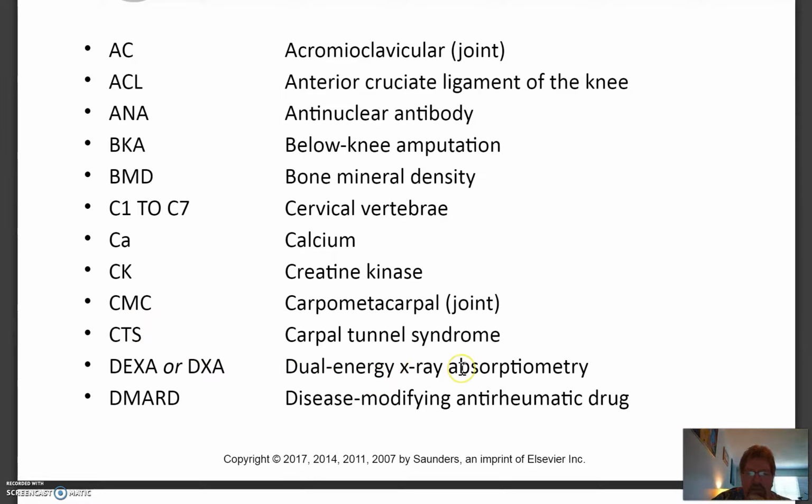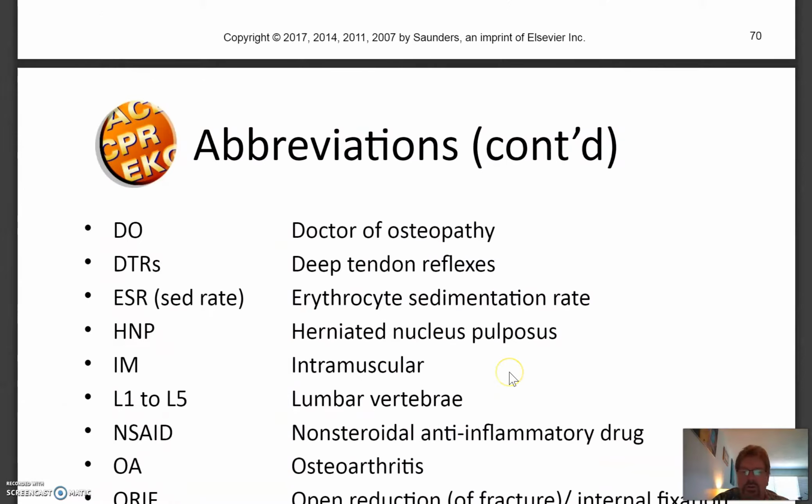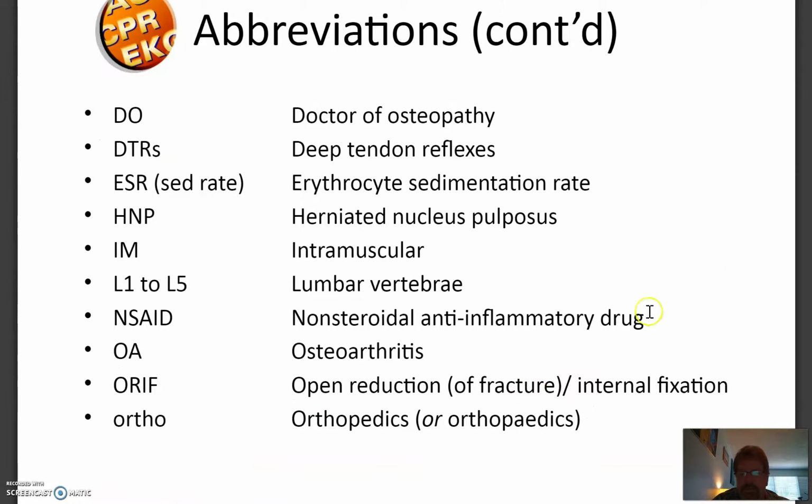Dual energy X-ray absorptiometry. I have no idea what that is. And I have no idea what this is. Disease-modifying anti-arrhythmic drug. Unless you work in that field, guys, you don't. And if it were me, I would not have this on here. Why? It's too obscure. DO is a doctor of osteopathy, pretty much equivalent of an MD.